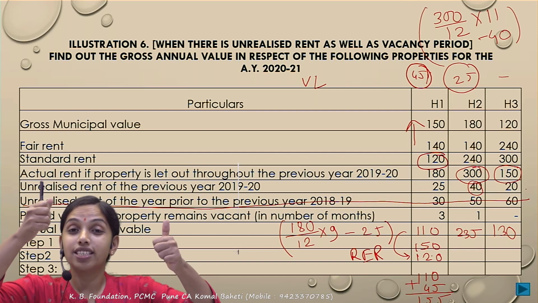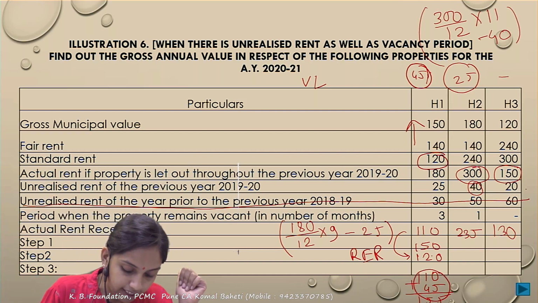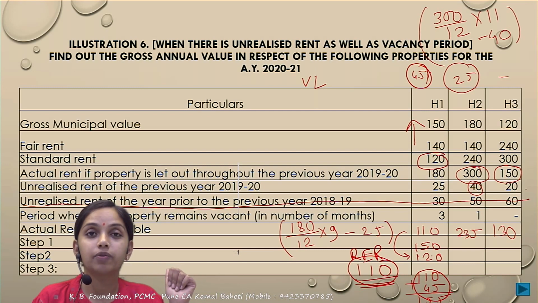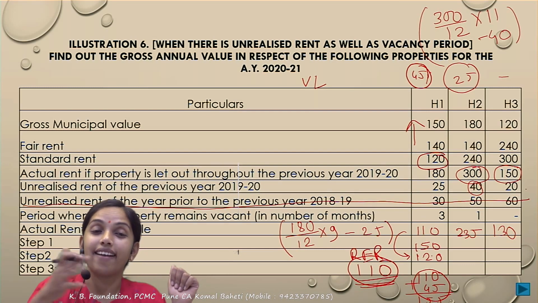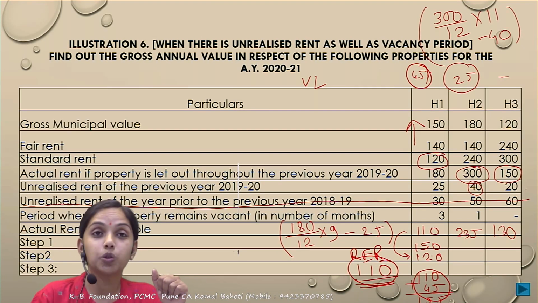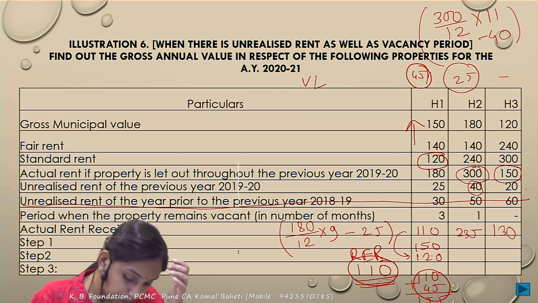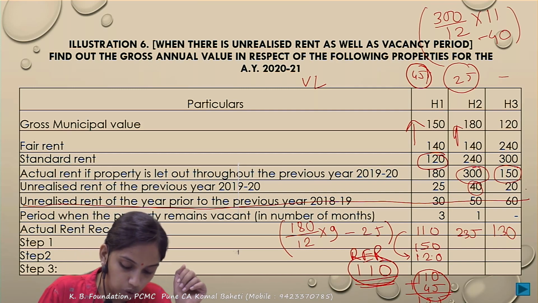Correct. So in this case, what would become the GAV? The AR. How much is the AR? That is 110, which would become the GAV. Are you clear with it? Because actual rent plus vacancy loss is higher than your RER. Next, house 2. What is it for house 2 now? Step 1 answer, whichever is higher, it comes to 180.